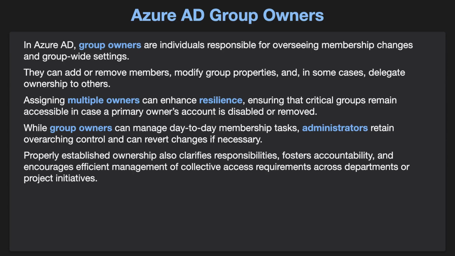In Azure AD, group owners are individuals responsible for overseeing membership changes and group-wide settings. They can add or remove members, modify group properties, and, in some cases, delegate ownership to others. Assigning multiple owners can enhance resilience, ensuring that critical groups remain accessible in case a primary owner's account is disabled or removed. While group owners can manage day-to-day membership tasks, administrators retain overarching control and can revert changes if necessary. Properly established ownership also clarifies responsibilities, fosters accountability, and encourages efficient management of collective access requirements across departments or project initiatives.